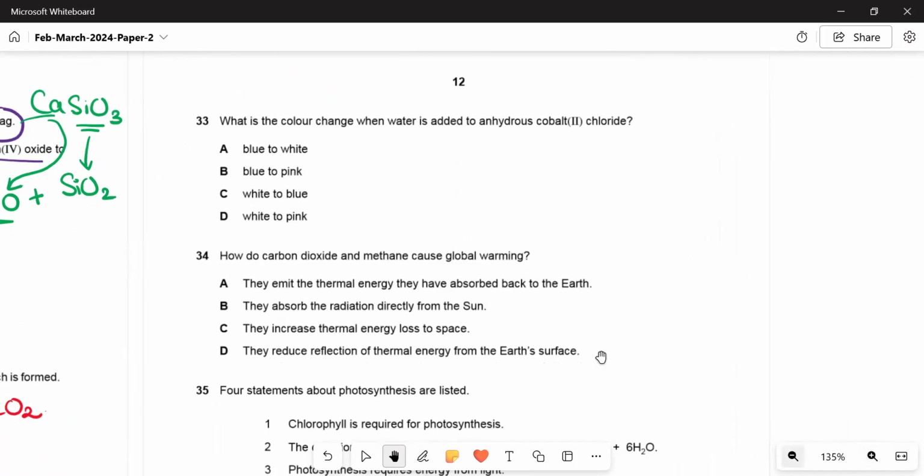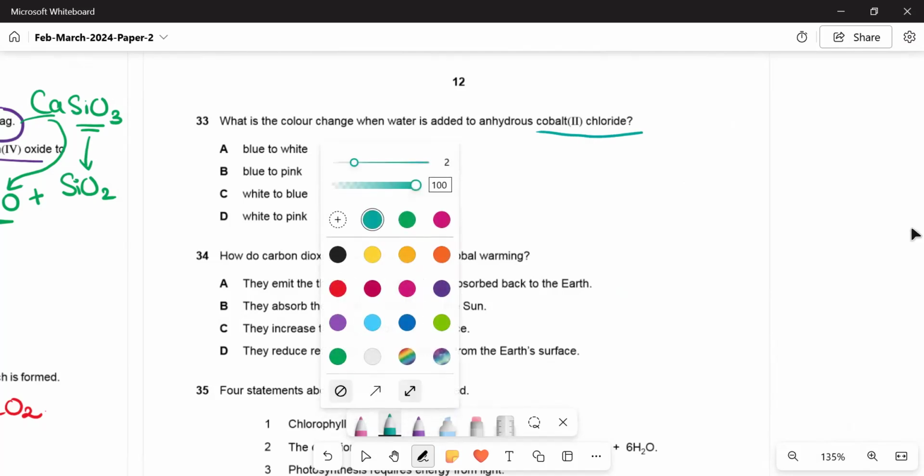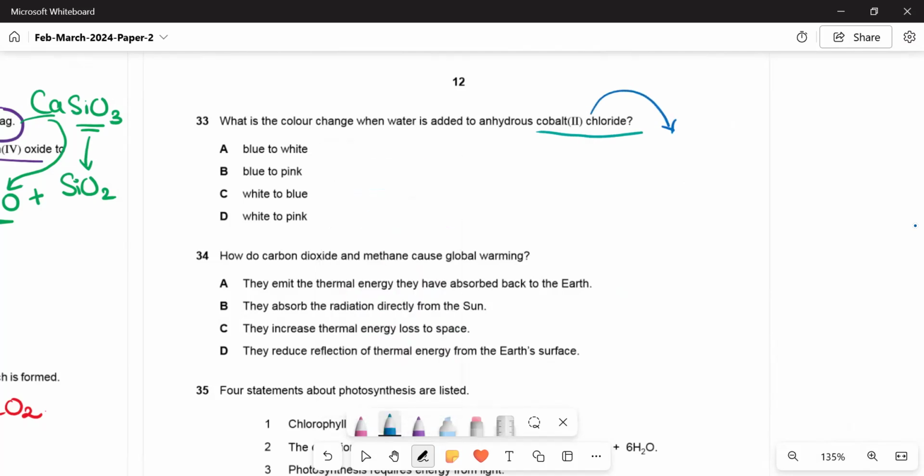Question number 33. What is the color change when water is added to anhydrous cobalt chloride? When water is added to anhydrous cobalt chloride, we have to see what the original color is. Cobalt chloride is originally blue in color, and when water is added, the blue color changes into pink, because its hydrated crystals are pink in color and anhydrous cobalt chloride is blue. So the answer: it changes from blue to pink.